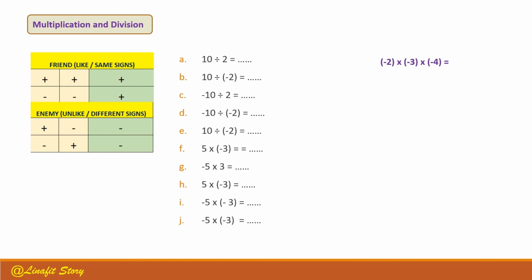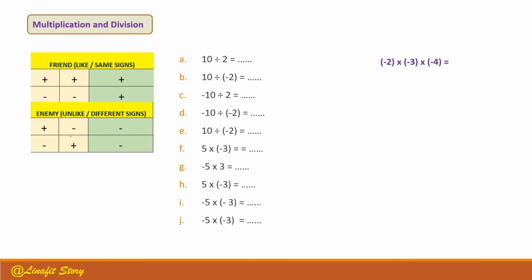Now, for the multiplication and division. Remember, if you meet your friend, the result is positive. Friend means the same sign. But if you meet your enemy, the result is negative. Enemy means different signs.